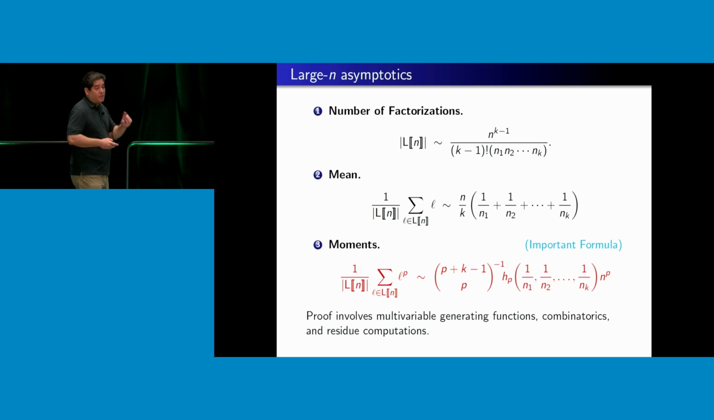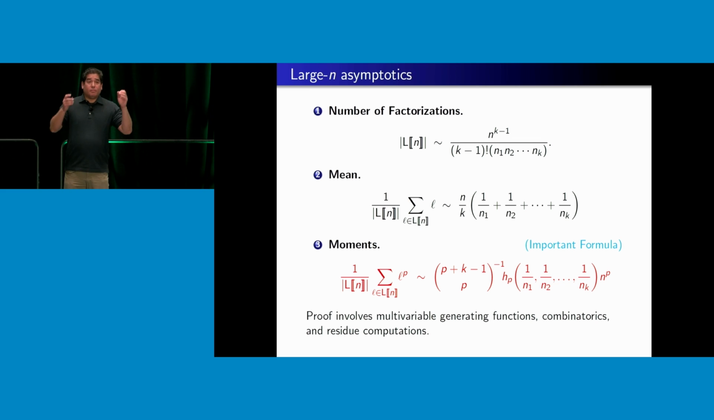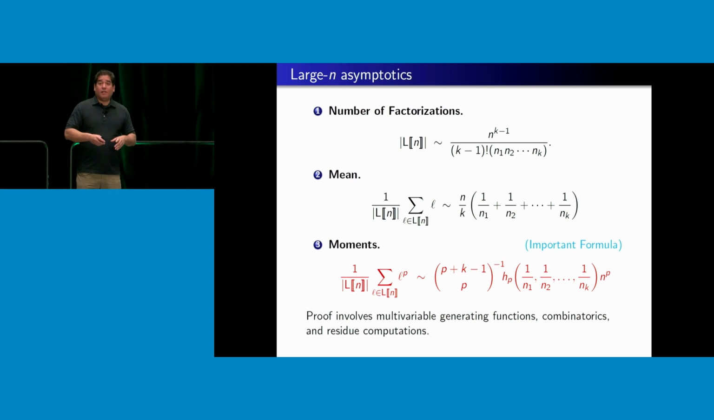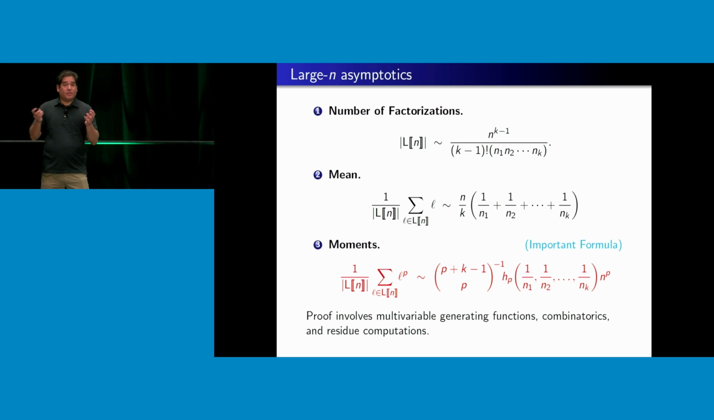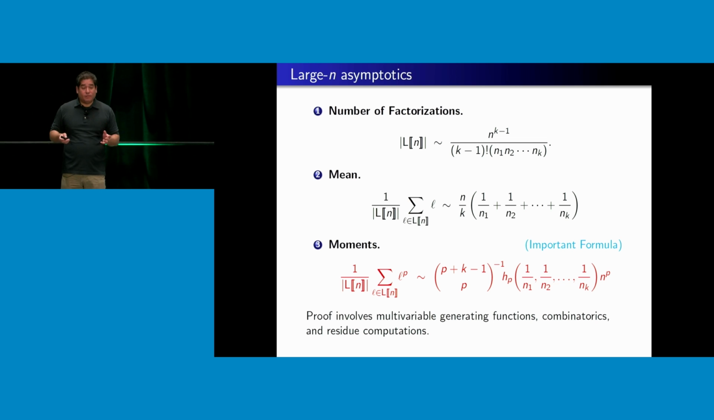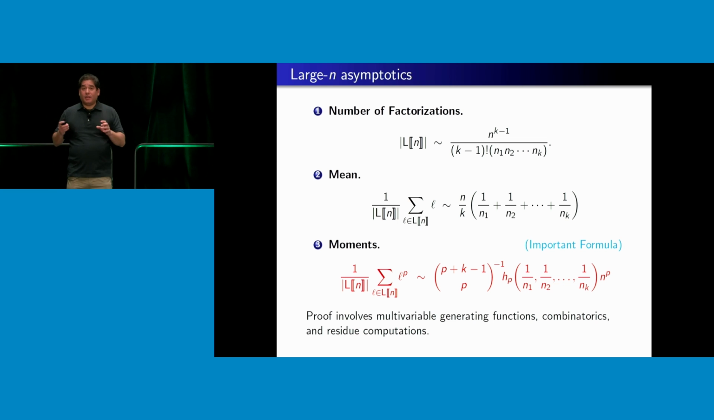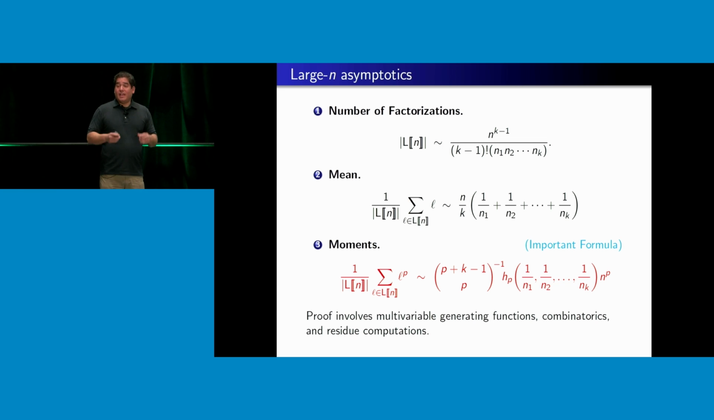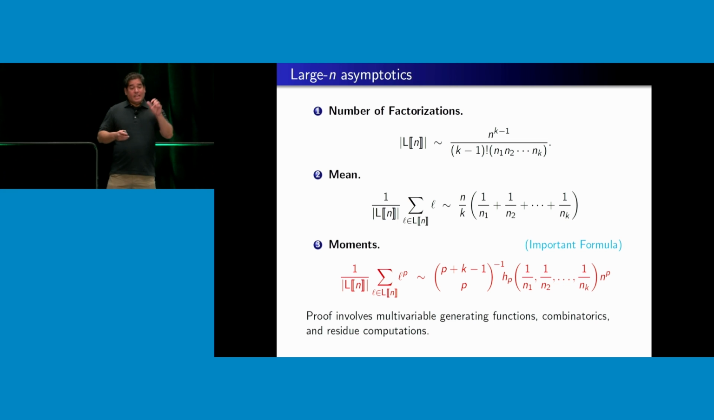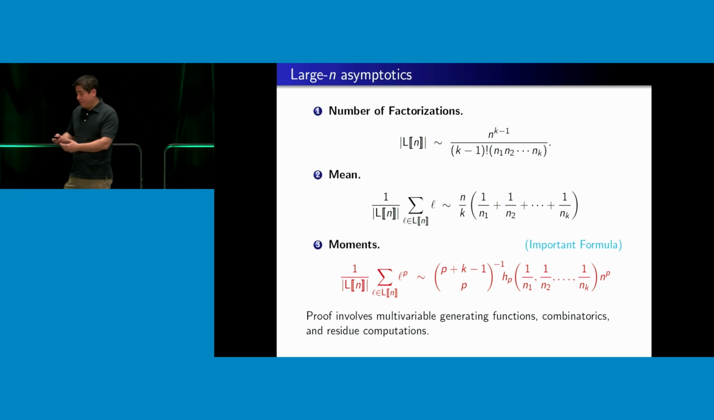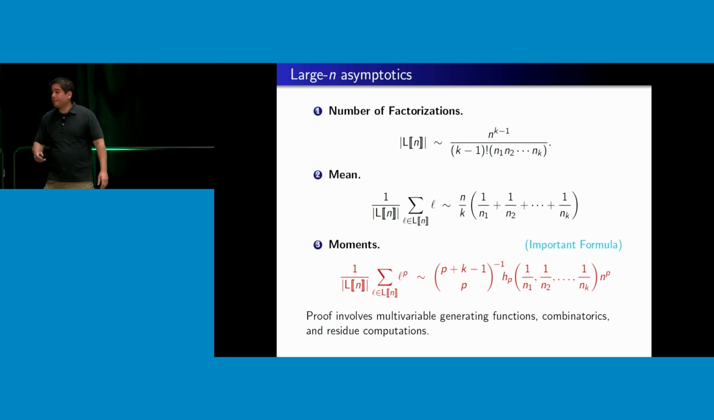The one thing I want you to know about this formula is that we know what the moments of the length multiset are asymptotically. We know what happens to them as n goes to infinity, roughly speaking. You get some power of n, but the multiplier, that constant, is a CHS polynomial, a complete homogeneous symmetric polynomial in the reciprocals of the generators. So the CHS polynomials show up there when you're studying the large-scale asymptotics.